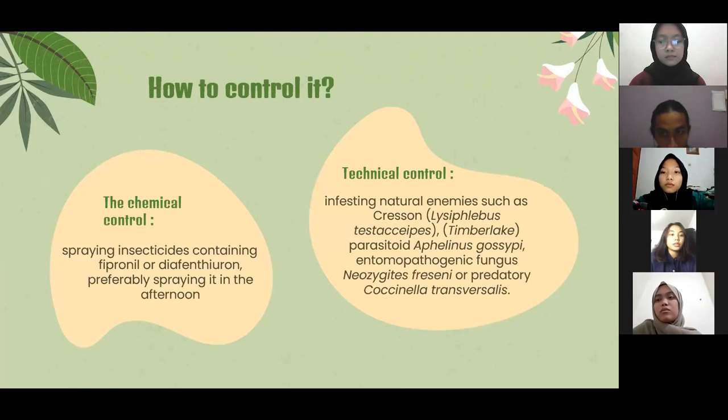Okay. The way to control this pest is chemical control and technical control. For chemical control, we can spray insecticides containing fipronil or diafenthiuron, preferably spraying in the afternoon. For technical control, we can introduce natural enemies such as the parasitoid Aphelinus gossypii, the entomopathogenic fungus Neozygites fresenii, or the predator Coccinella transversalis.